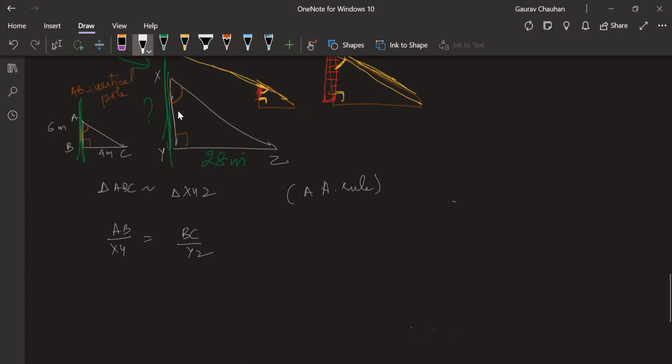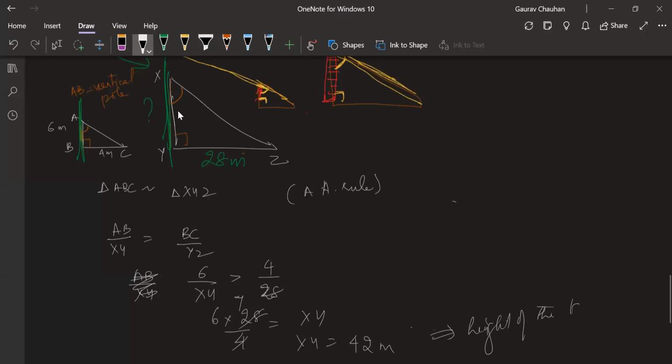So yeah, here we are, AB by XY. So AB you write 6 by XY is equal to 4 by 28. 6 into 4 by 6 into 28 by 4 is equal to XY. So this goes, this becomes 7. So XY is equal to 42 meter. This is the height of the tower.